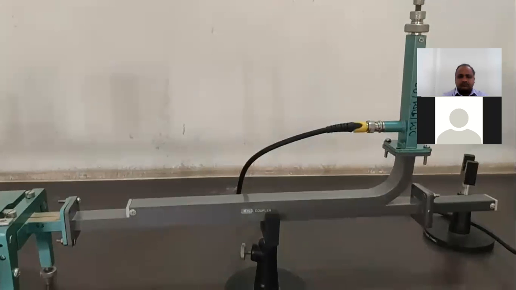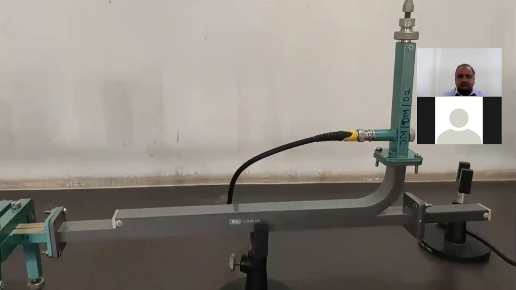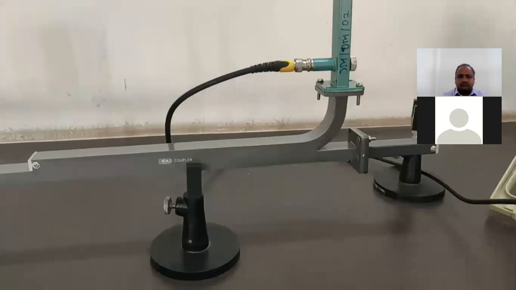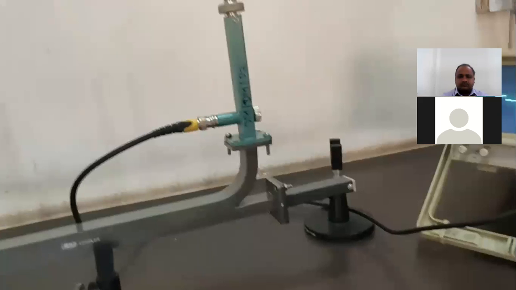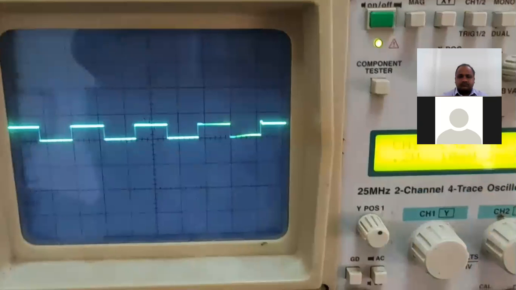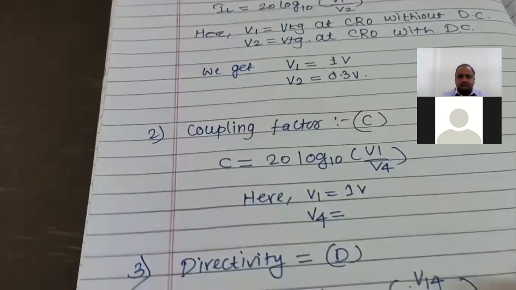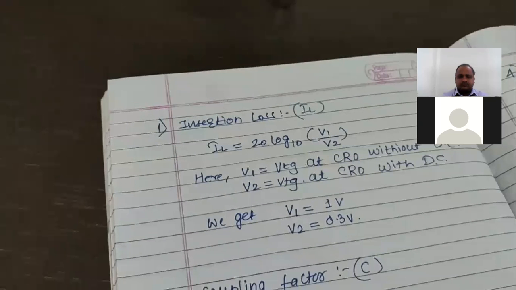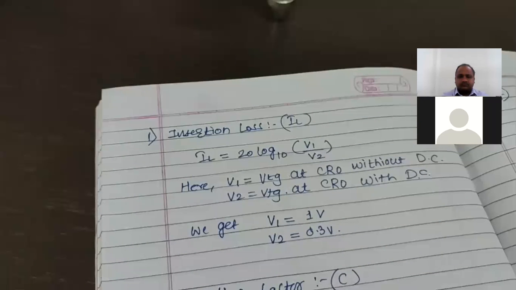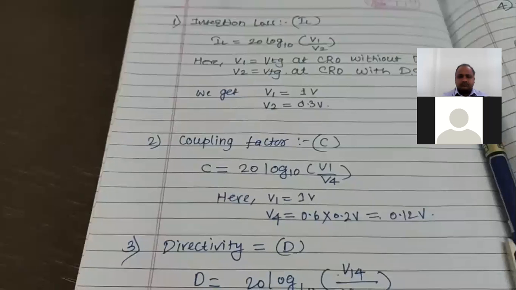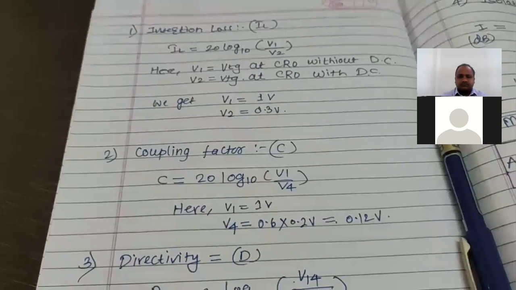So for finding V4 this is the setup. The output is connected to port number 4, and the output from port number 4 is connected to a CRO, whereas port number 2 is terminated using a matched termination, so directly you are getting the value of V4. When we observe this, V4 is nearly equal to 0.6 multiplied by 0.2 volt, so it is 0.12 volt. This is the output you are getting as V4, and by putting the values of V1 and V4 you can easily calculate the coupling factor.